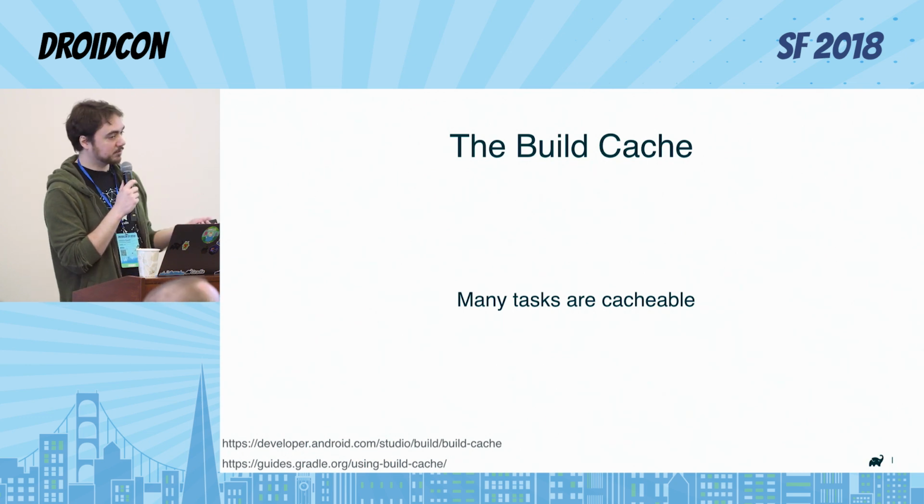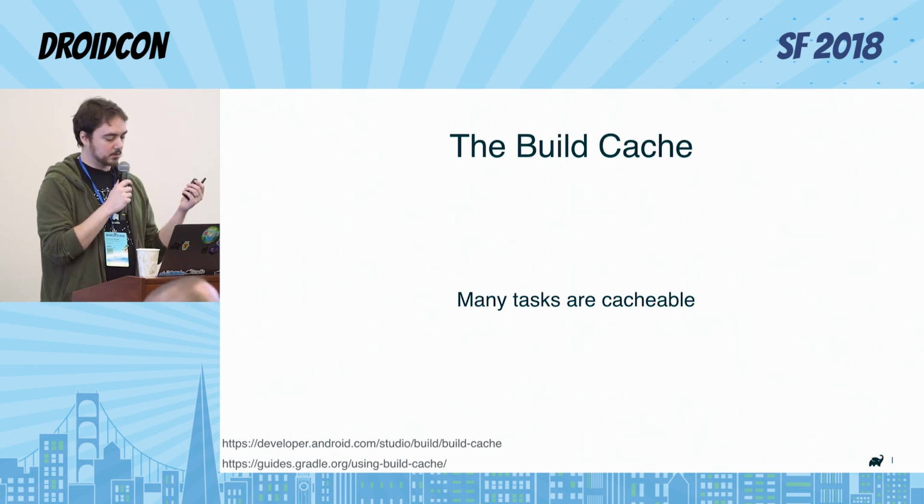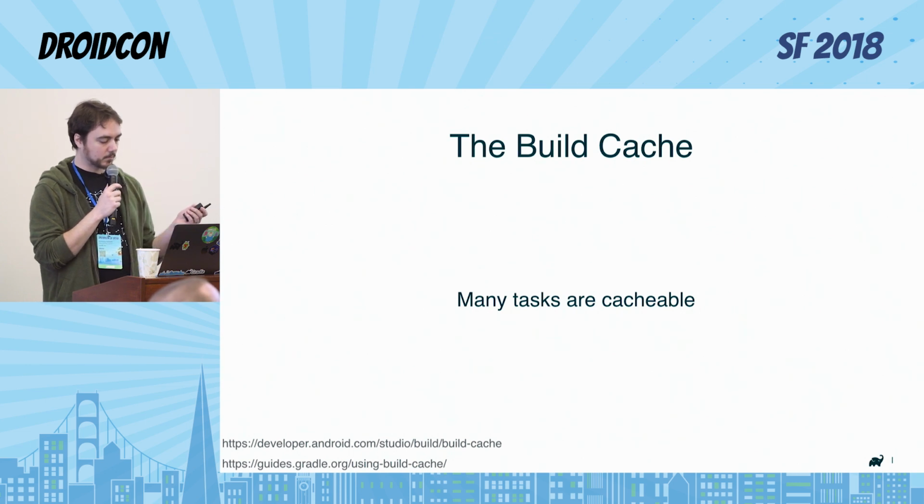And this works perfectly already for Java projects, but we're talking with Google about this, and I fully expect in the near future that Android unit tests and instrumented tests and even parts of lint will be cacheable. This is going to save you a tremendous amount of time, especially on CI. So definitely look into this.